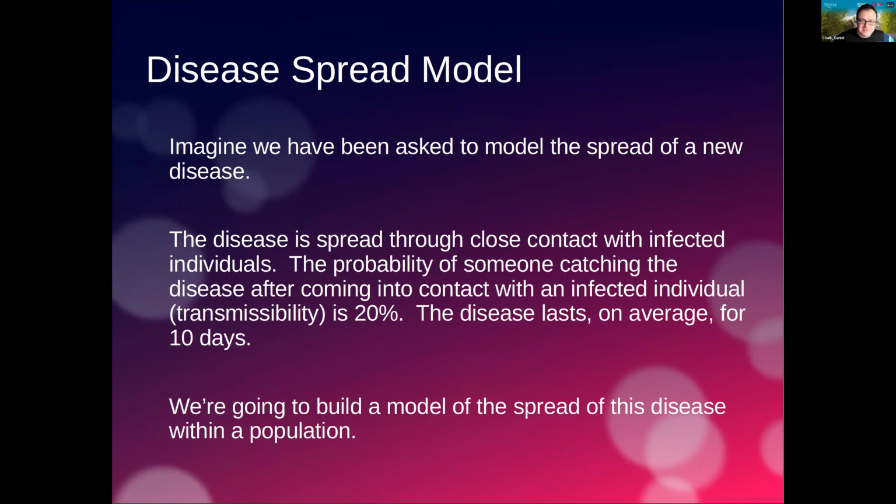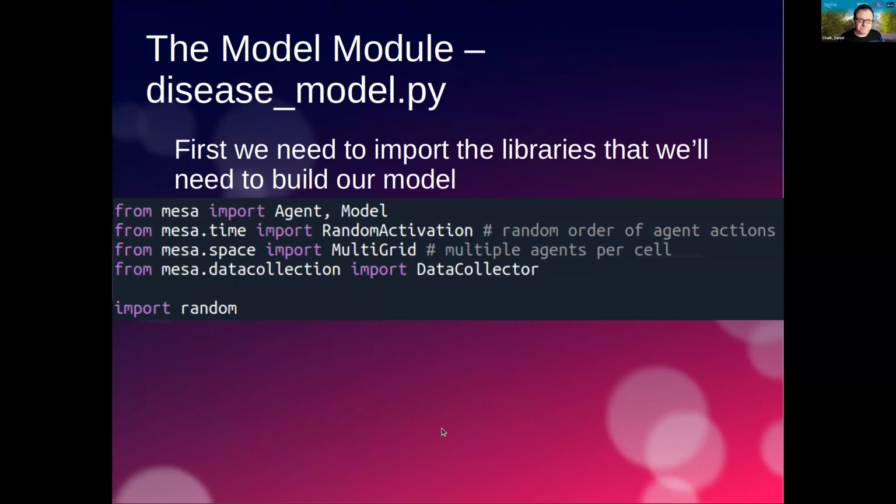So we've got people coming into contact with each other, potentially passing on the disease, and the disease lasts on average for 10 days, although it will vary according to the individual. So what we're going to do is use MESA to build a model of the spread of this disease within a population. We've got very simple individual level rules that we can put in, and we're going to see how that then spreads out.